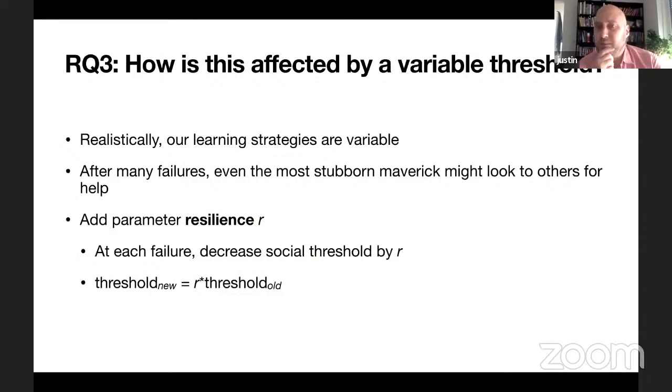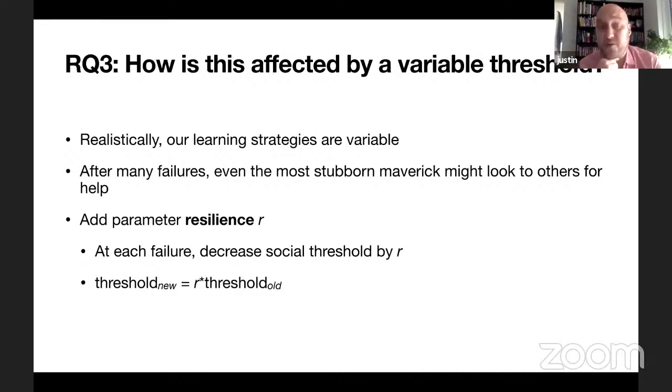So how is this affected by having a variable social threshold or a variable strategy? The point here is that realistically, we know from real world data that our learning strategies are variable. No one is 100% maverick all of the time. No one's 100% conformist all of the time. After many failures, even the most stubborn maverick might look to others for help. In fact, one thing that's known is that the more difficult the problem, the more likely we are to fail, the more likely we are to rely on social learning.